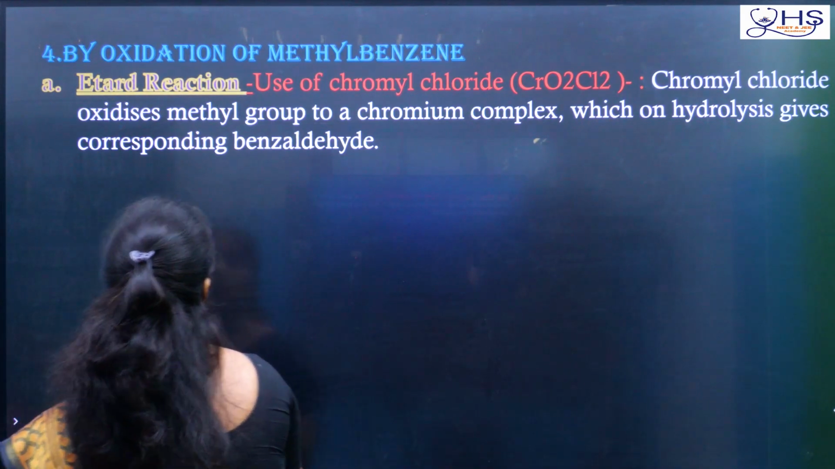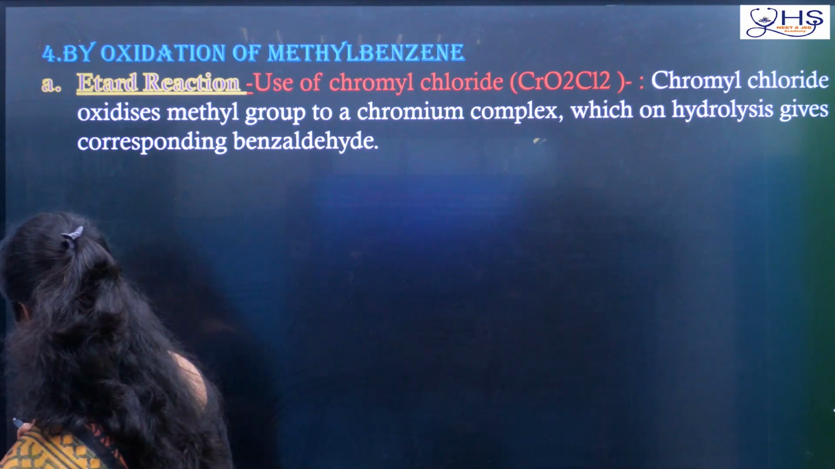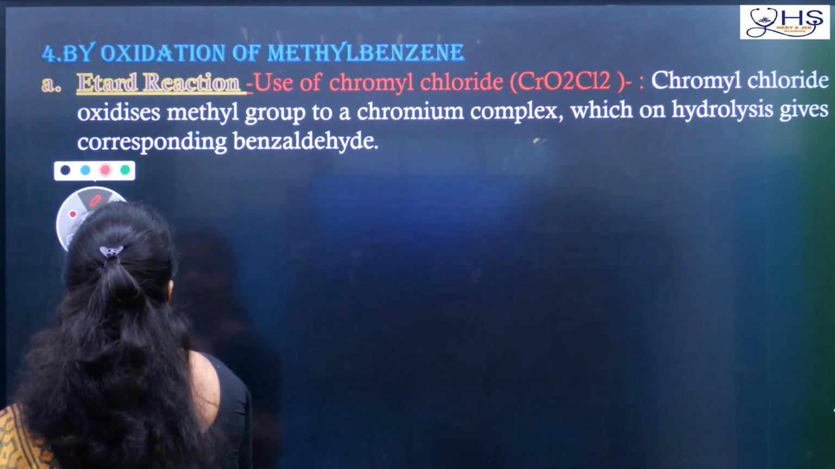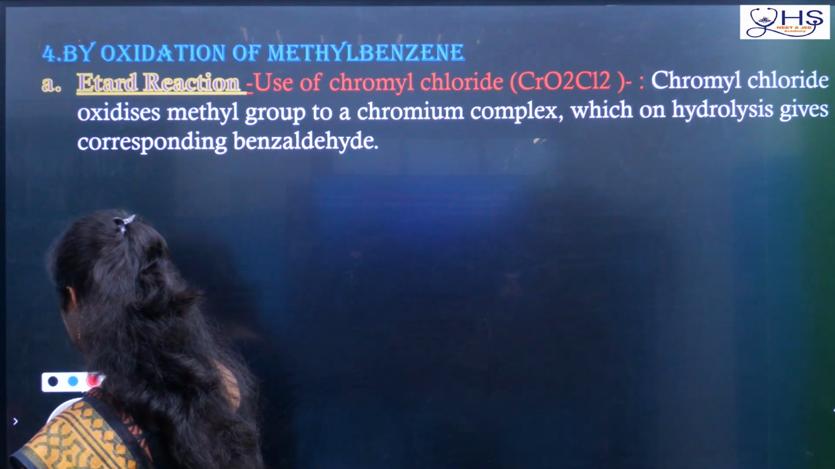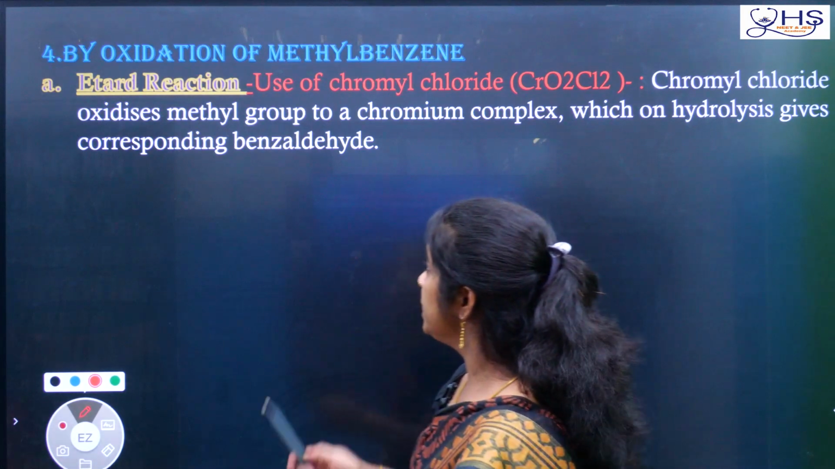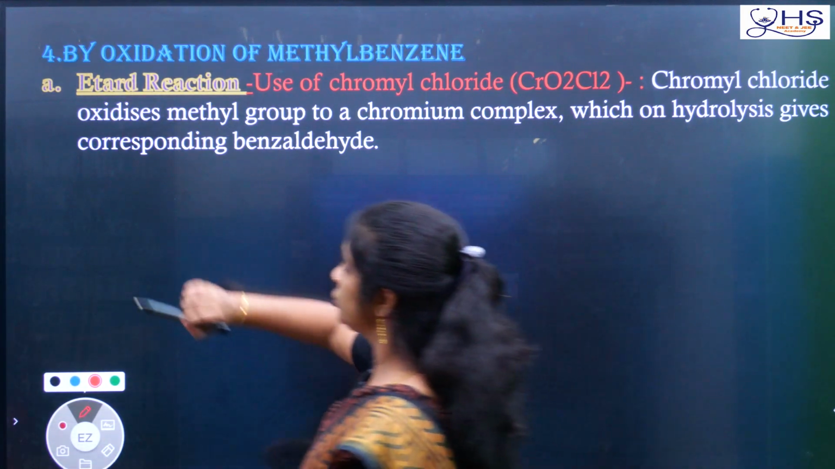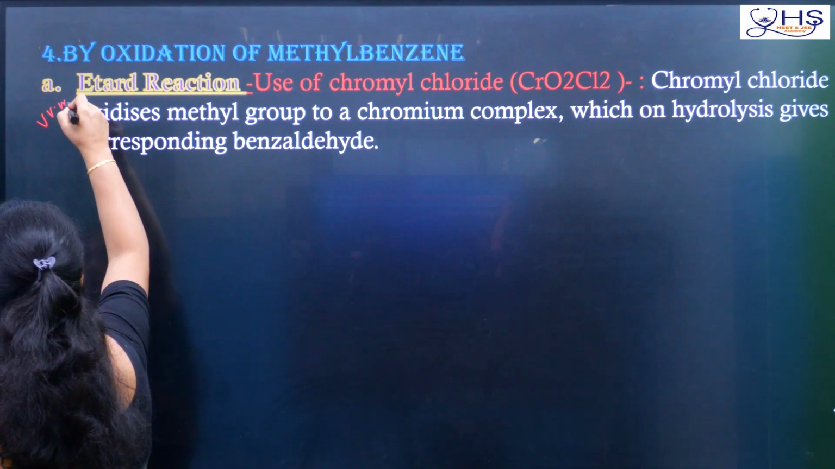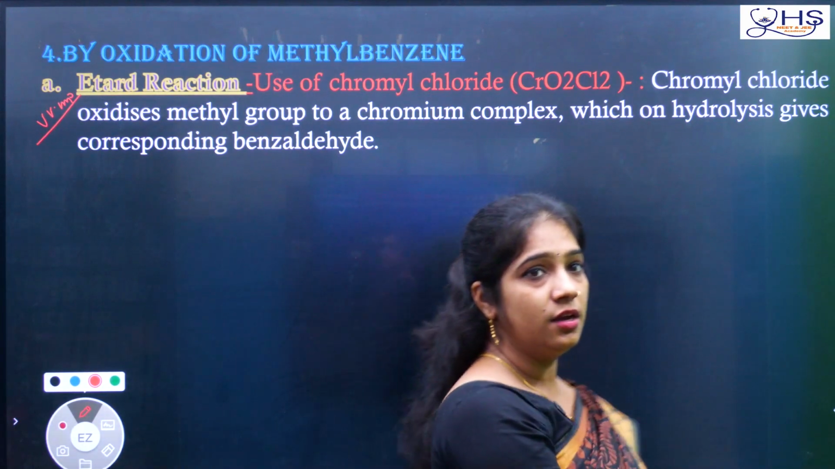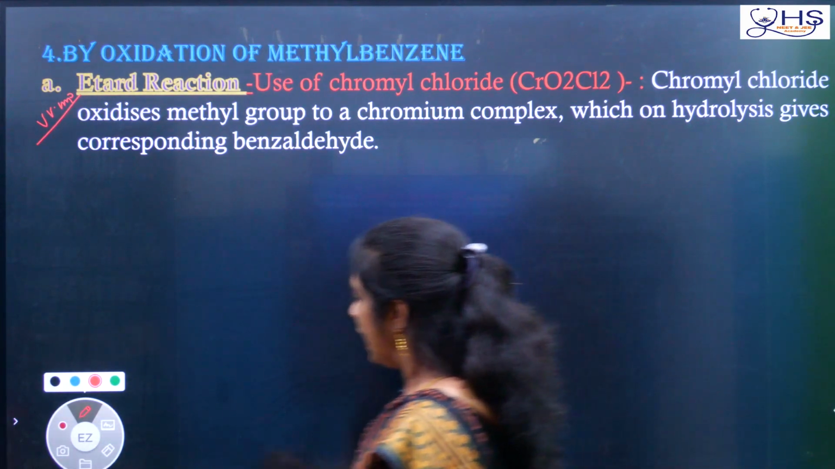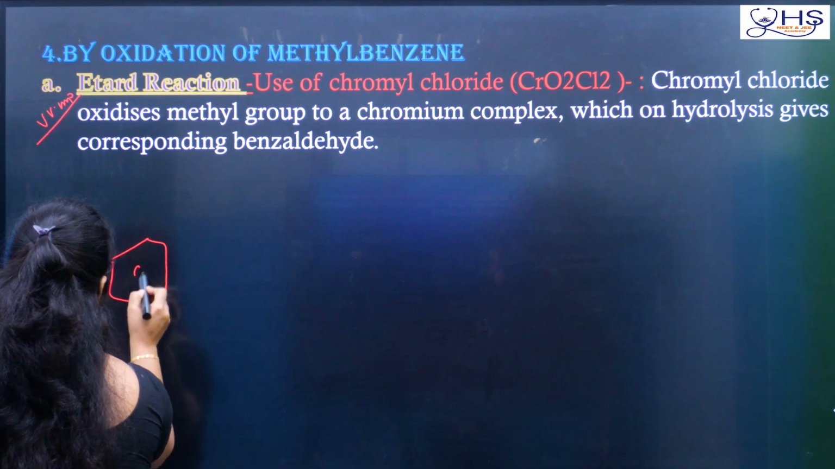Next one is by oxidation of methyl benzene. Methyl benzene is known as toluene also. Under methyl benzene we have three methods. The first one is oxidation of methyl benzene, under that the Etard reaction. This is also a very important named reaction. What is the Etard reaction? I am taking toluene, which is also known as methyl benzene.